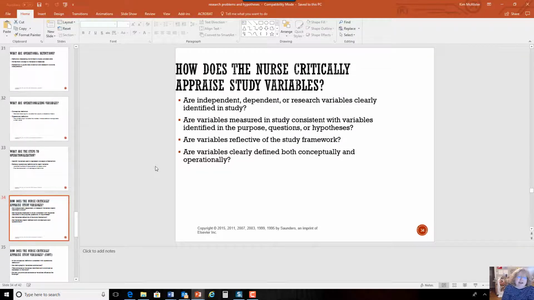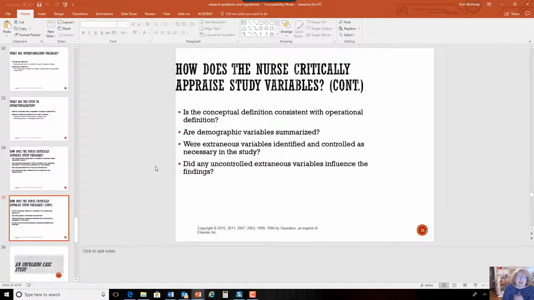So when you're critically appraising whether or not there are variables or what variables there are in a study, first of all, they need to be clearly identified. So you should be able to see at the beginning of the study, the independent variable was this, the dependent variable was that, extraneous variables that were identified were this, and so on. And the variable needs to be measured in a way that makes sense with the hypothesis. And it needs to make sense with the framework, and they should all be operationally defined.